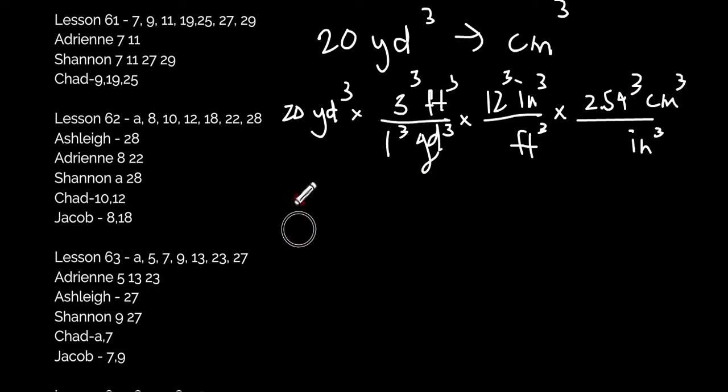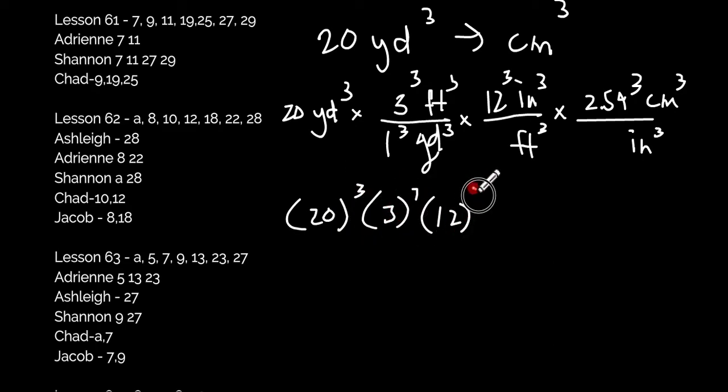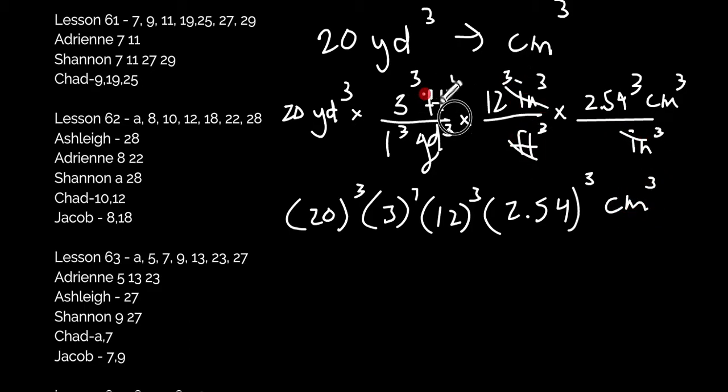So you just write your answer like this. 20 cubed, 3 cubed, 12 cubed. All the units cross out. 2.54 cubed, centimeters cubed. All these guys cross out the whole way across. All right, so when it's cubic, you can just cube it right there. You don't have to write it 3 times like they do in the back of the book. All right, check. Got another lesson done. Yay. Well, no, we didn't. I got a little ahead of myself.